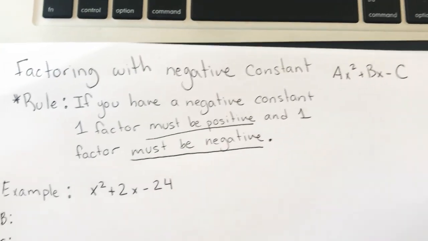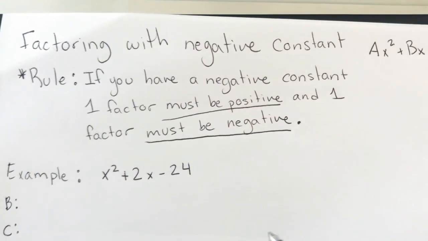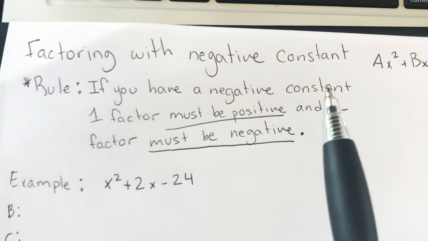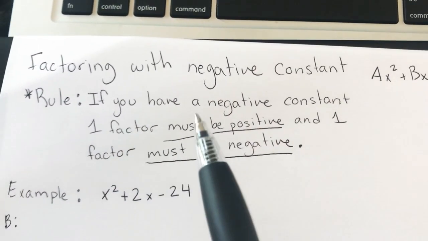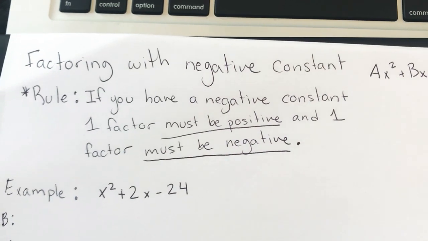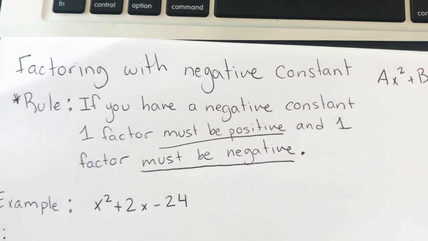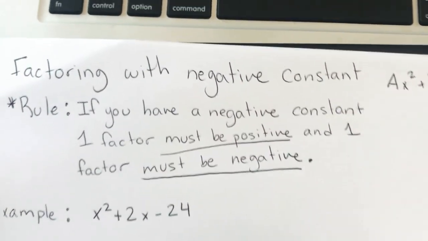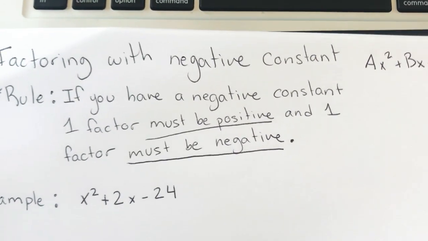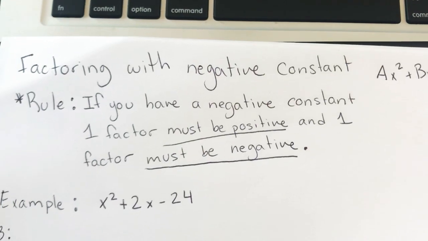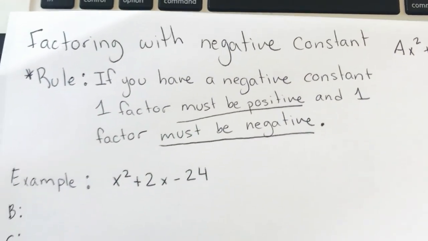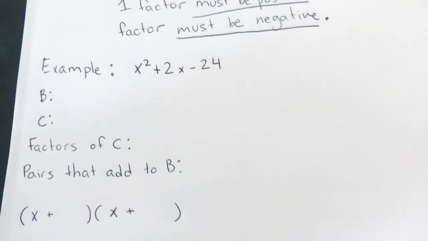negative constant term. The simple rule for this is that whenever we have a negative constant, so that c value being negative, one of our factors must be positive and one of our factors must be negative. So this is just the rule. Other than this, we follow the exact same steps as we did last class. So something that will be helpful is if you pull out your notes from last class and your steps for factoring. So we're going to go through an example here.